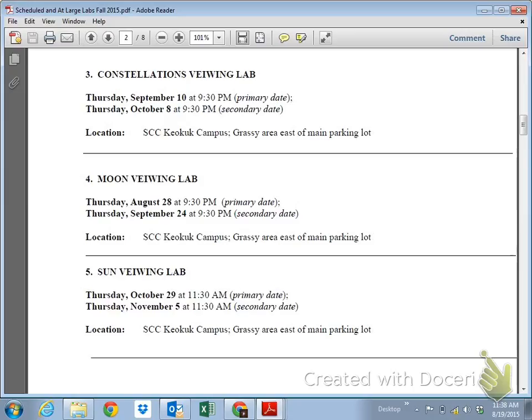Okay. The sun viewing, and those are both at 9:30, because my class goes till 8:30. On Thursday nights, after class, a lot of times I'll have things set up about 9, so if you want to come at 9:30, I'm setting up, or it's ready to go. The sun viewing, of course, needs to be during the daytime, and again, it's on a Thursday at 11:30.